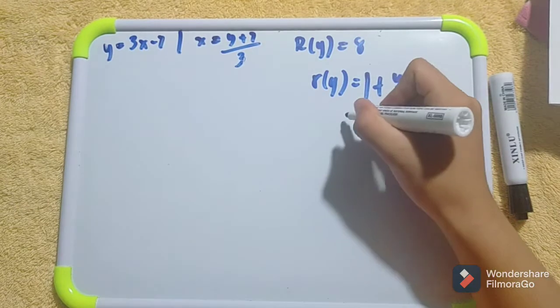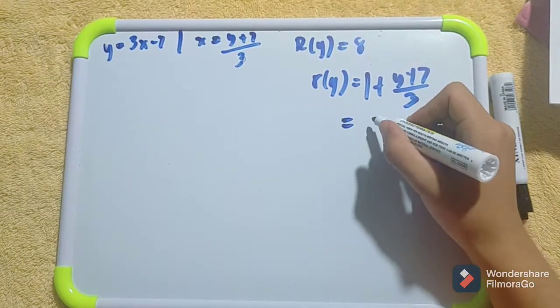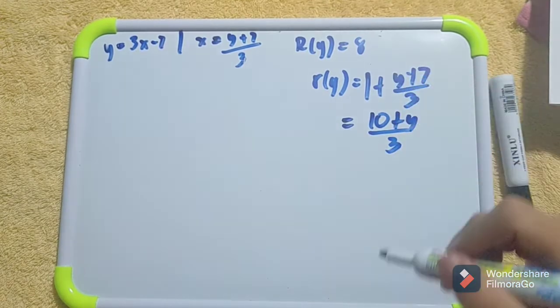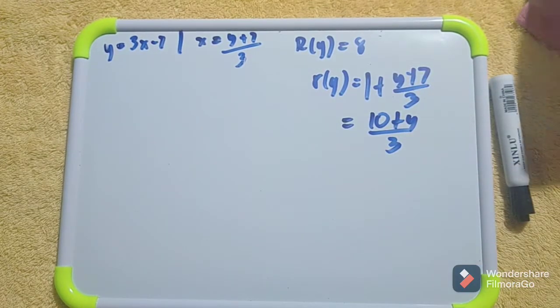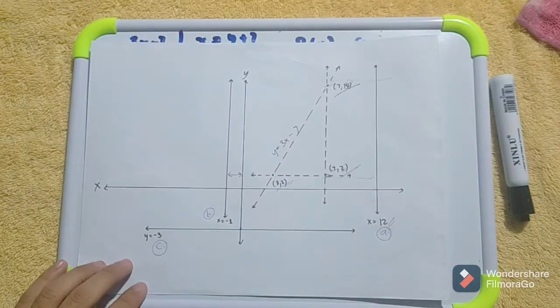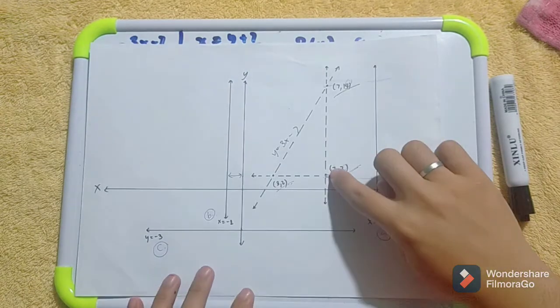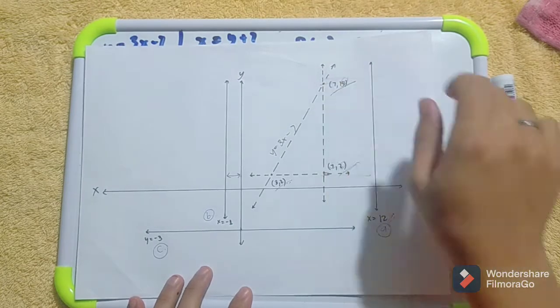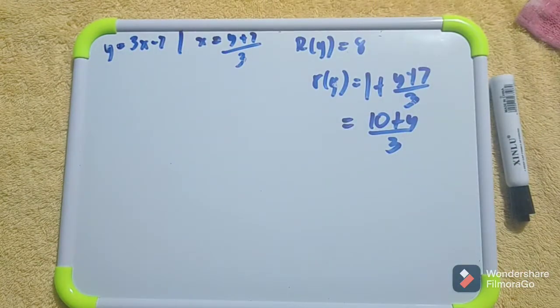And then, simplify na lang natin siya. So, magiging (10 + y)/3. And then, ang kulang na lang natin dito is yung limit. So, yung ating boundary. So, yung boundary natin is from 2 to 14 pa din. So, integrate na natin siya.